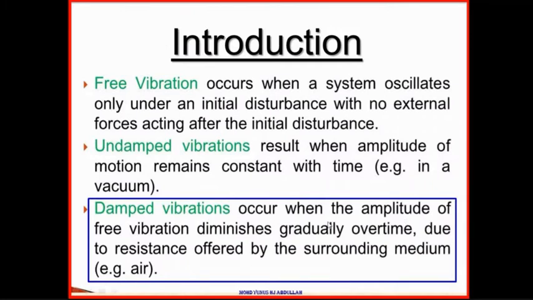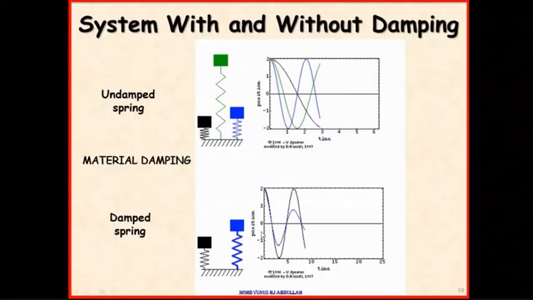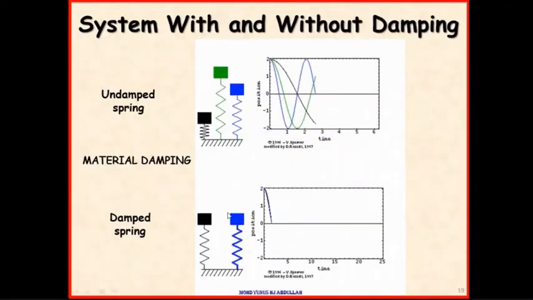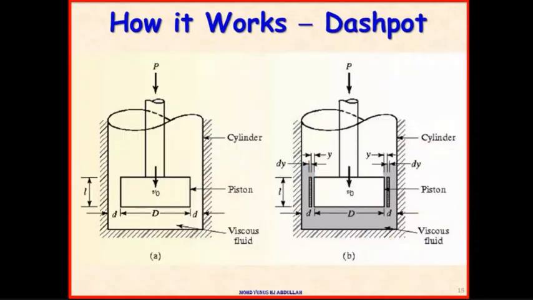Damping occurs when the amplitude of a free vibration diminishes gradually over time. Look at here, gradually diminishes over time, meaning with respect to time, and time with cycle will give you hertz, due to resistance offered by the surrounding medium. When you have resistance, it will try to absorb it. Example A here, if you remember, is hysteresis damping.